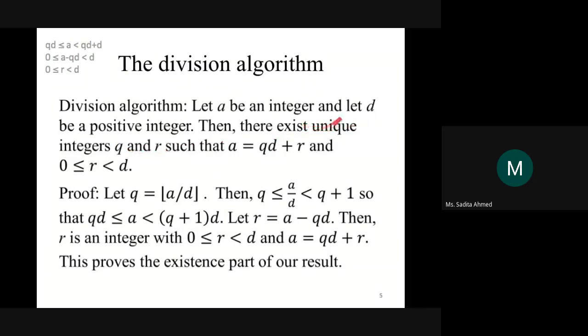There exist unique integers q and r such that a is equal to qd plus r. What it basically means is that if you fix a and fix d, for the same a and same d, there will be only one q and only one r. We know this is true from our entire life of doing divisions.